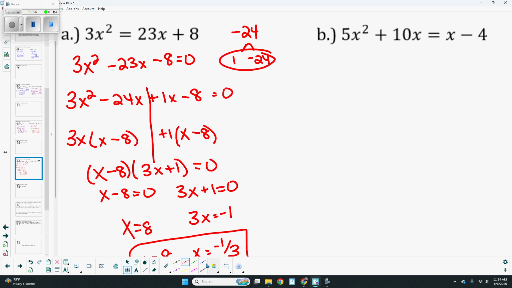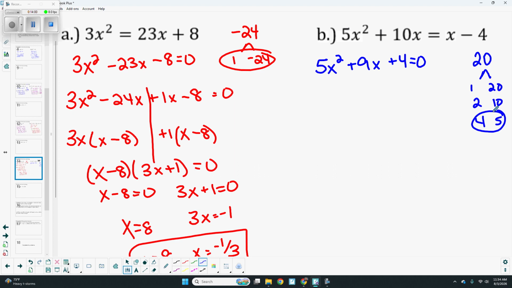For my second equation, I'm going to minus the x and add the 4. So we're going to get 5x squared plus 9x plus 4 equals 0. So 5 times 4 is 20. The positive 20, positive 9, so everything's positive. 1 and 20, 2 and 10, 3 doesn't go in, 4 and 5. 4 and 5 is it. That adds to 9.